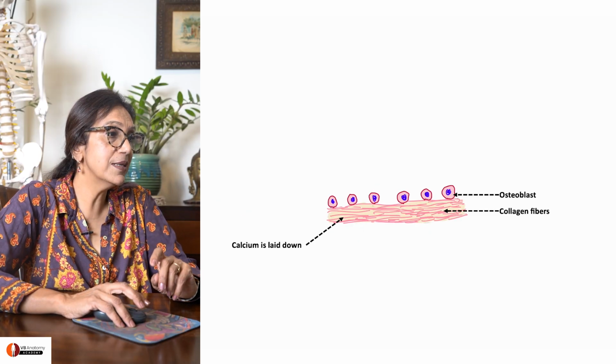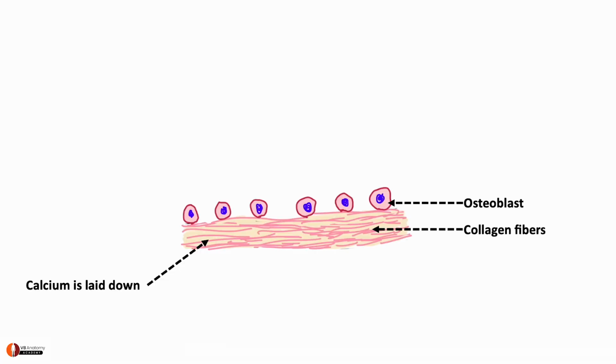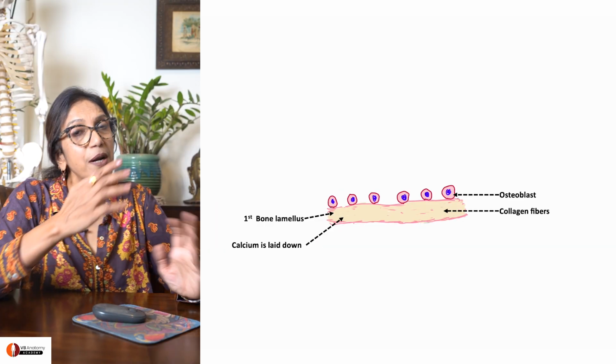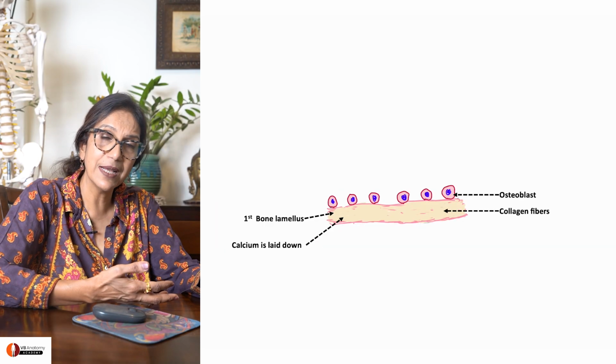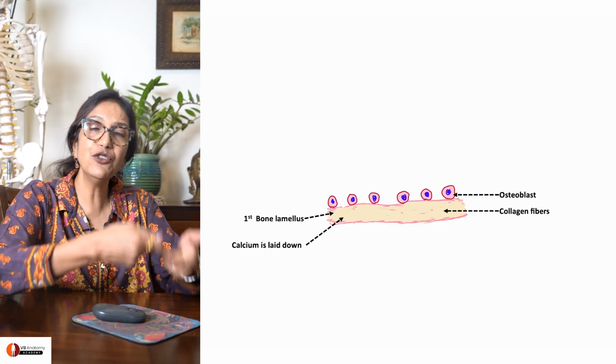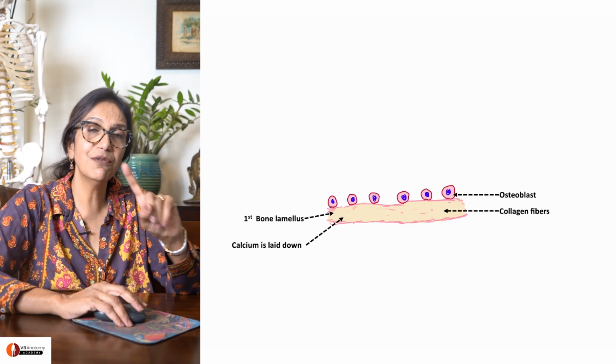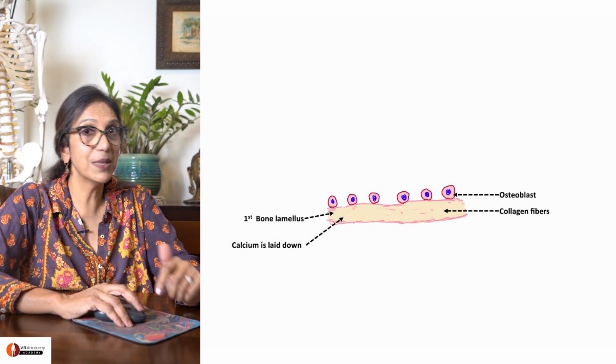Now what happens? Slowly calcium gets deposited there. When calcium gets laid down, the collagen swells up and cannot be seen separately very well, and this is called a bone lamella. Who produced the whole thing? The osteoblasts. They produced collagen, produced organic matrix, calcium deposition, collagen fibers disappear, formation of one lamella. Now what happens next?